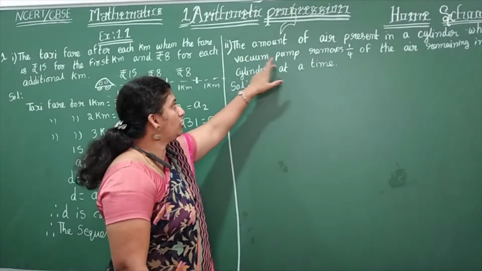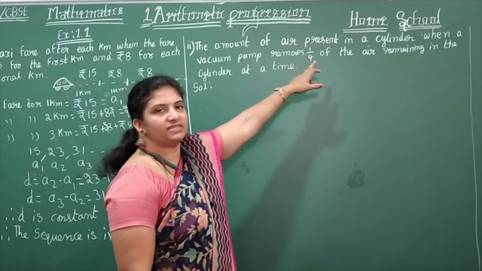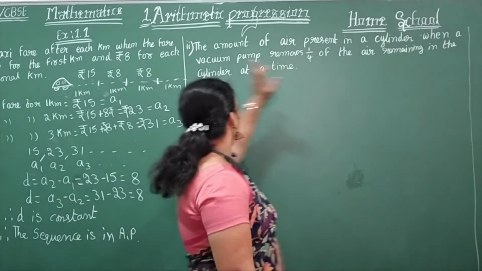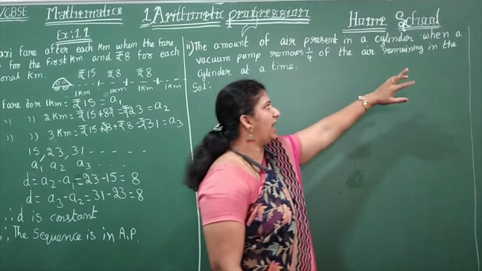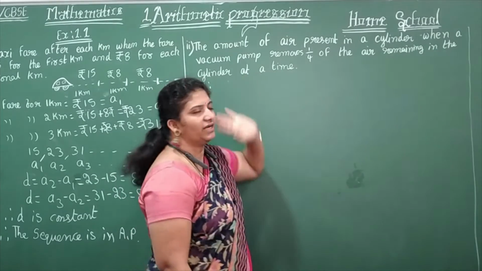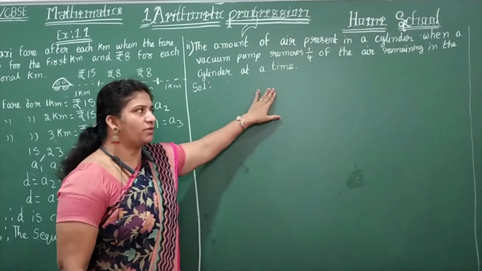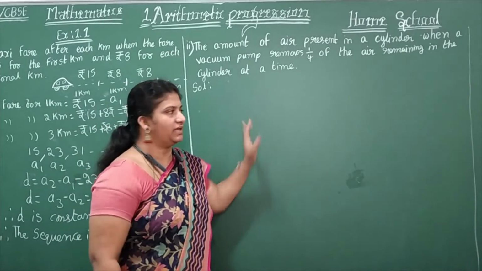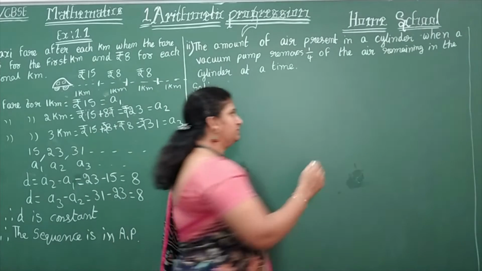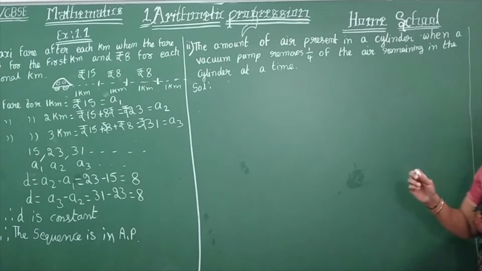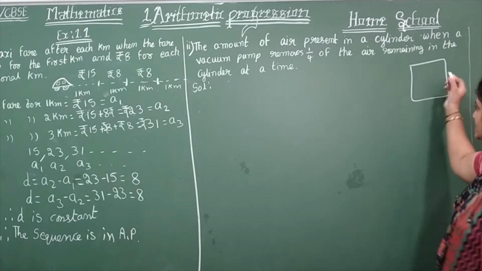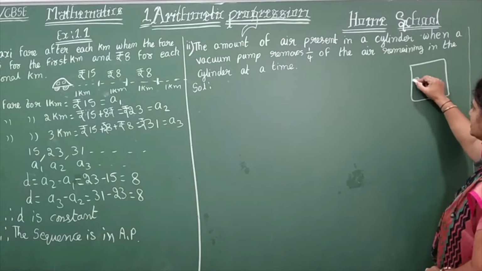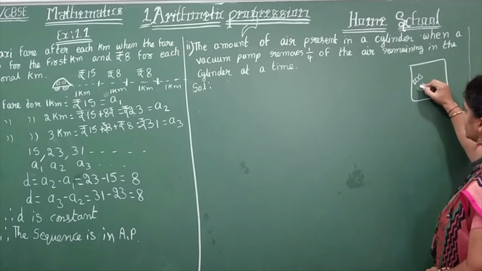The amount of air present in a cylinder when a vacuum pump removes 1/4 of the air remaining in the cylinder at a time. Before starting this problem, I'd like to give an example here. Suppose, imagine a chocolate box. In this you have some chocolates. Imagine some chocolates here.